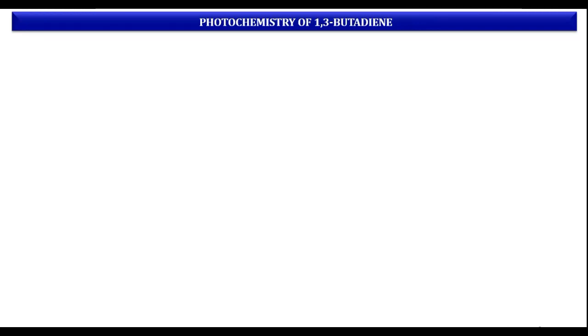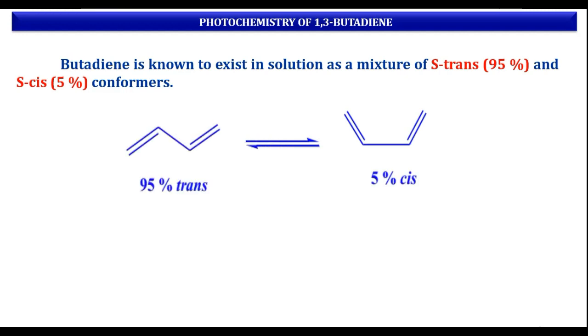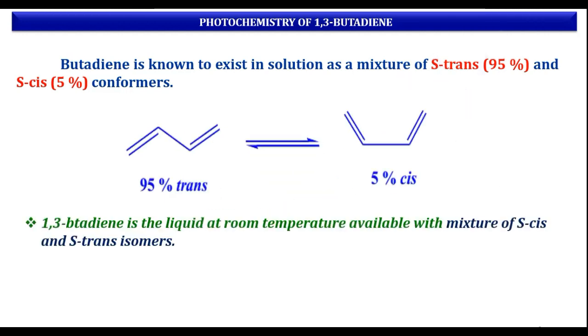to discuss this topic, you know that 1,3-butadiene exists in two isomeric forms. Those are S-cis and S-trans isomers. So at room temperature, you can observe the S-trans isomer exists in 95%, whereas the S-cis isomer exists in 5%. So in the liquid state, both isomers can be present at room temperature.